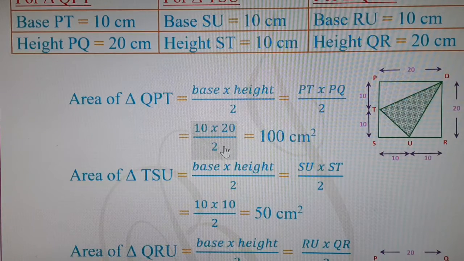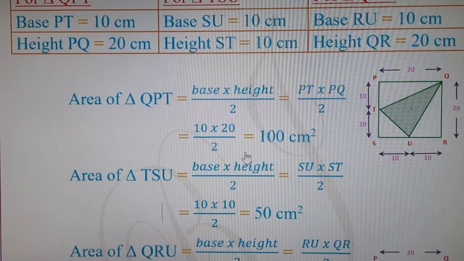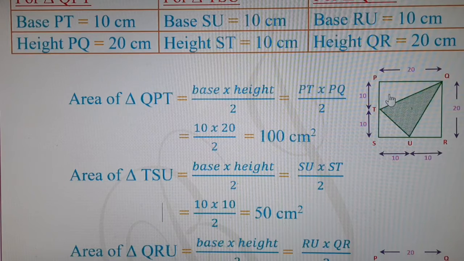Or we can say 200 upon 2 means with 2's table we can cut the denominator 2 and the numerator 200. 200 upon 2 means 2 ones are 2, 2 hundreds are 200, so 100 upon 1 will be our answer, or we can say the final answer is only 100. So the area of this triangle QPT is 100 centimeter square. This first triangle QPT has an area of 100 centimeter square.